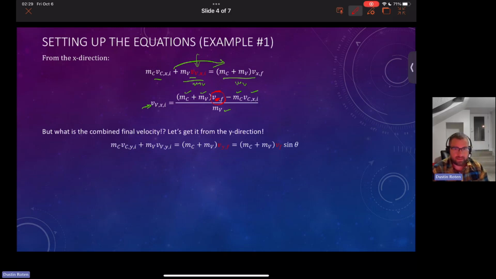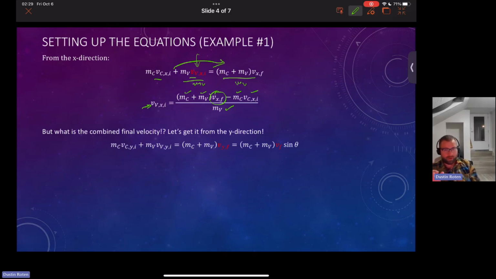So let's get this final velocity. I'm going to erase that since it is in the x direction. I'll leave it. We do know our mass of the Volkswagen. Okay, so let's see. We have two equations, though. We have the x direction. We also have the y direction information. So maybe we can get this unknown piece here from the y direction.